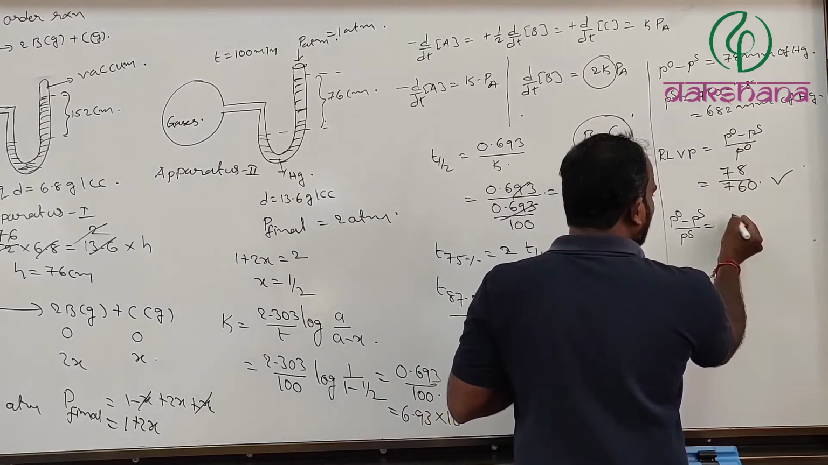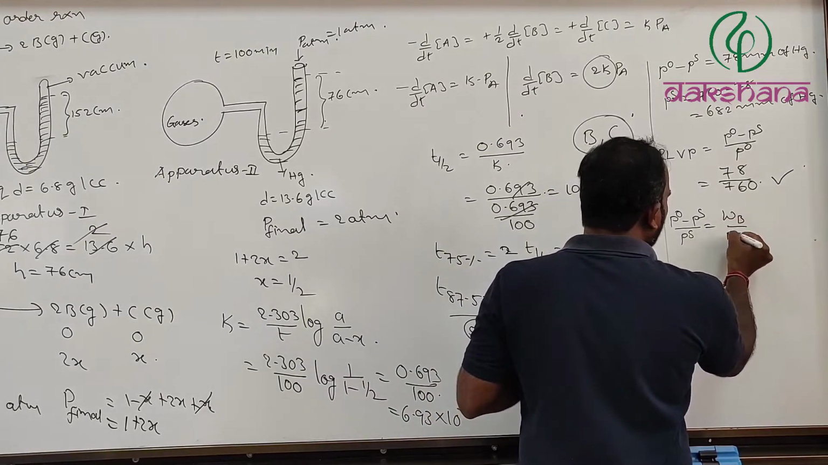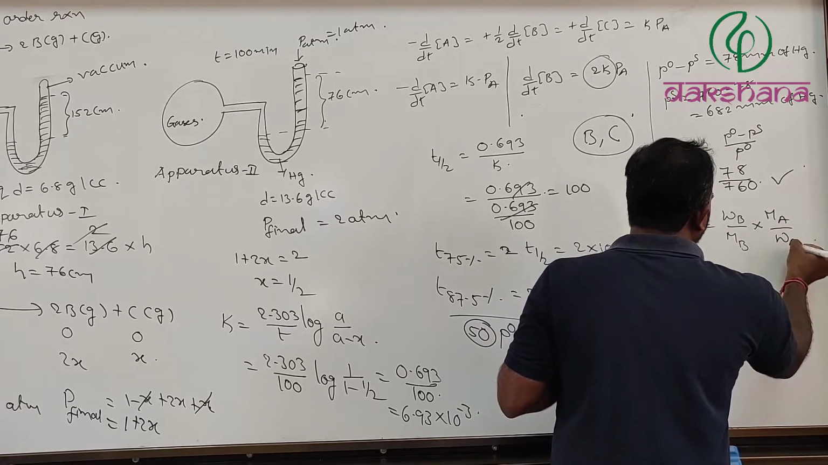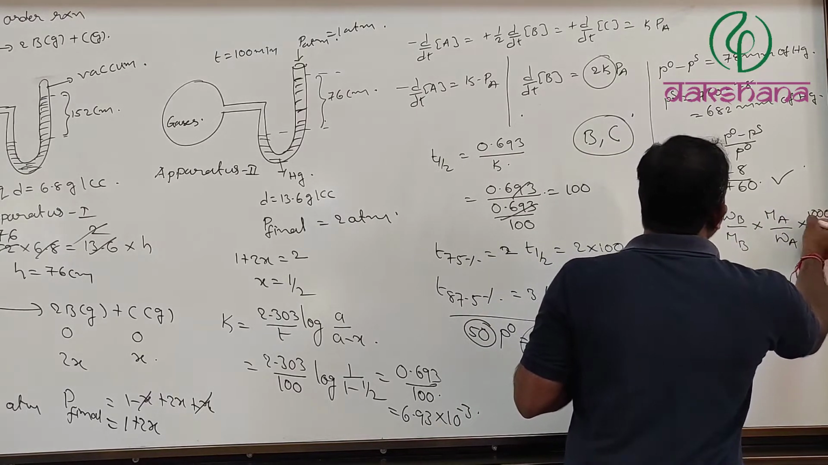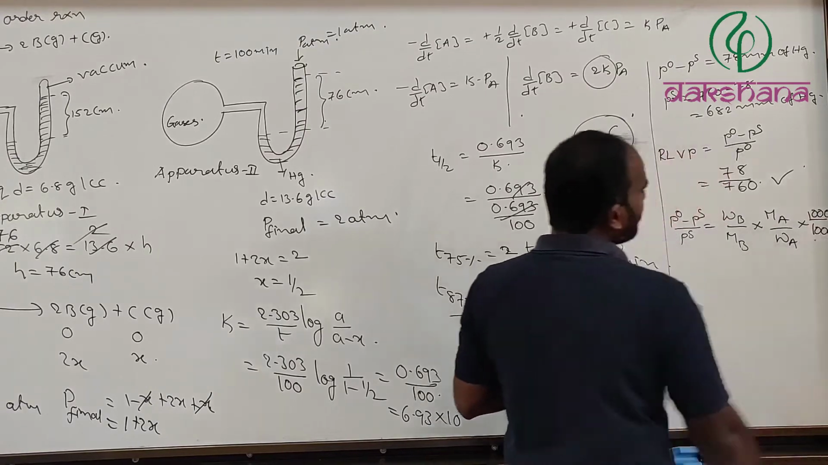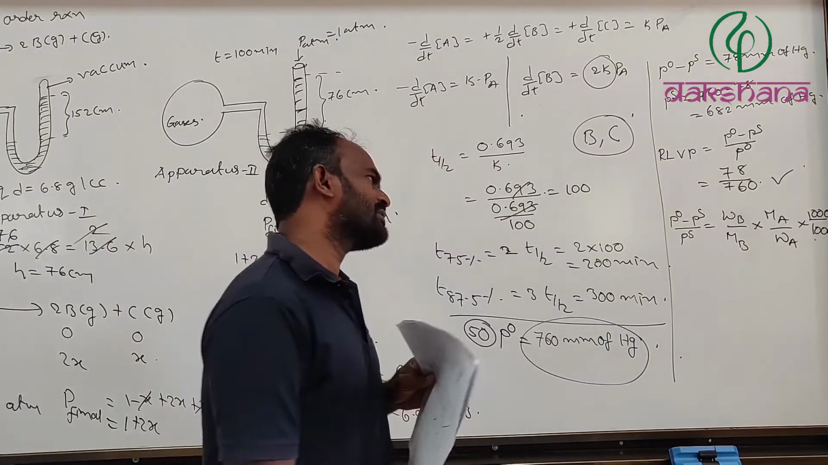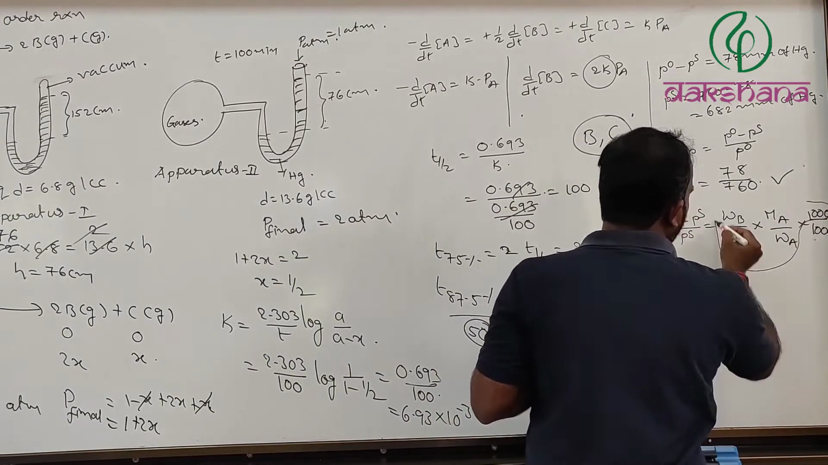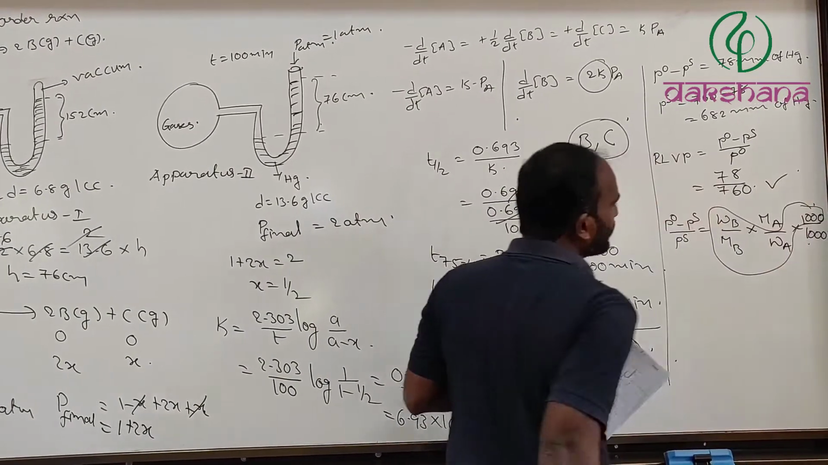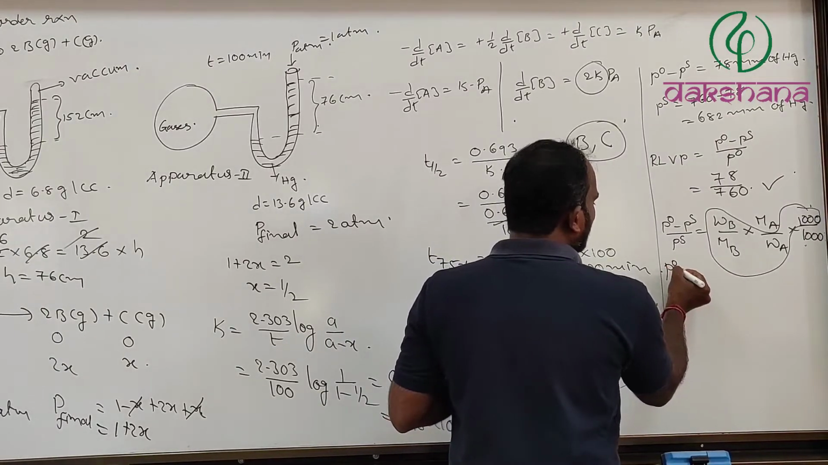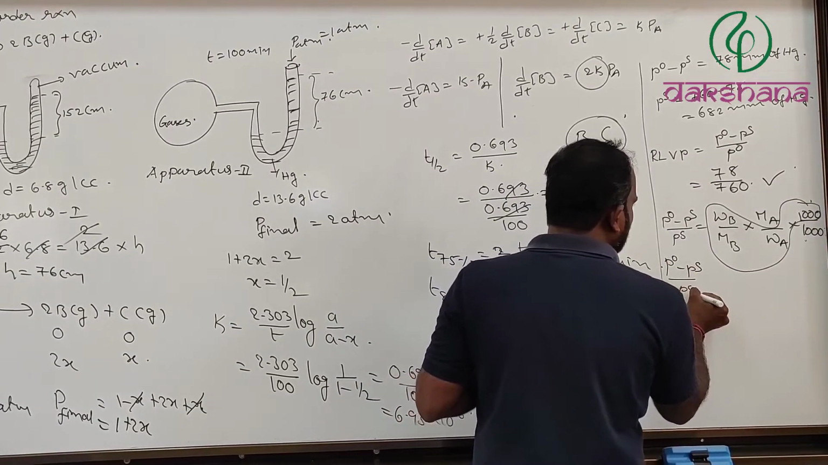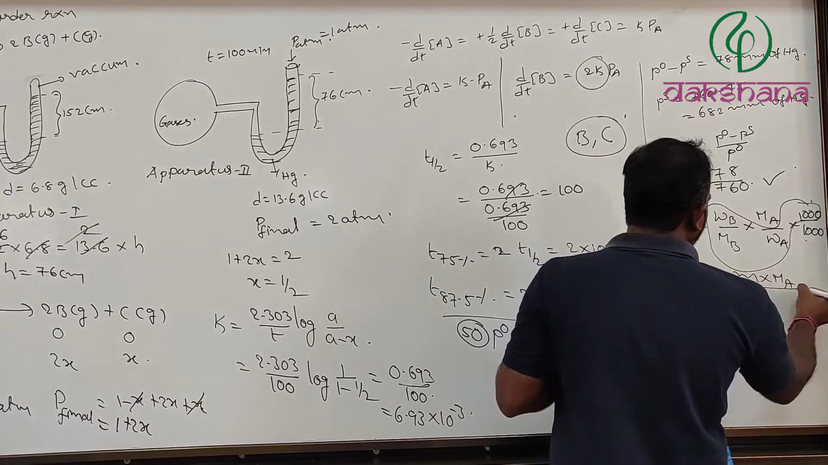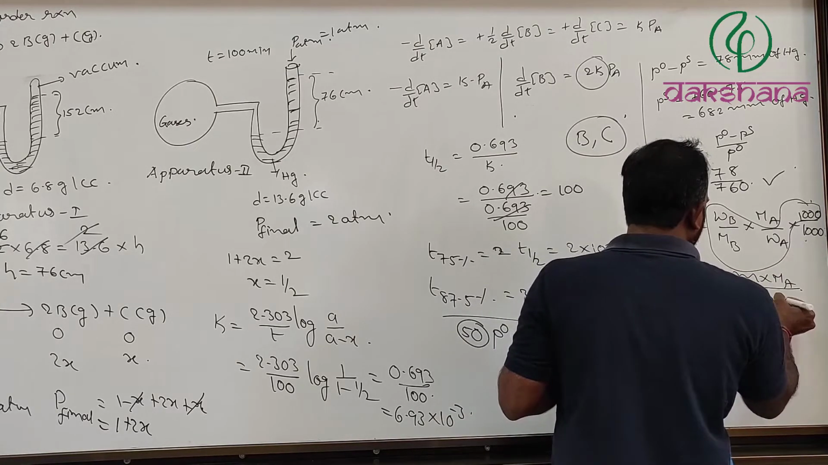This one we can write as WB divided by MB into MA divided by WA into 1000 divided by 1000. Sorry, if I remembered the formula very well, yes, well and good, you can write it, no problem. But I cannot remember the formula, that's why I am writing like this. So here it will be P0 minus Ps divided by Ps is equal to molality into MA divided by 1000.